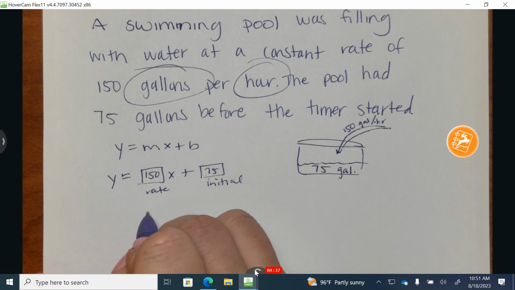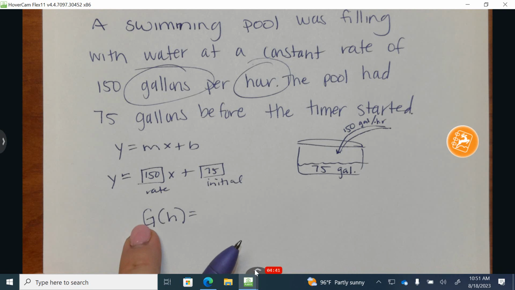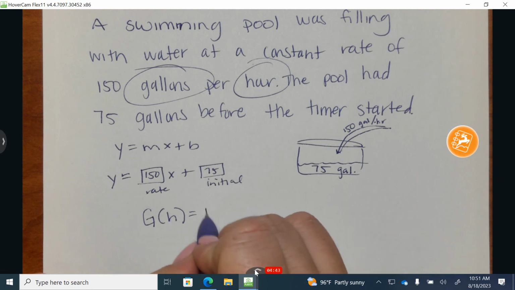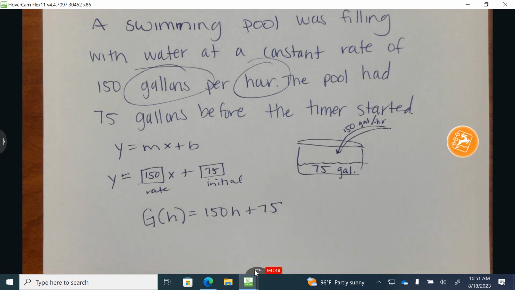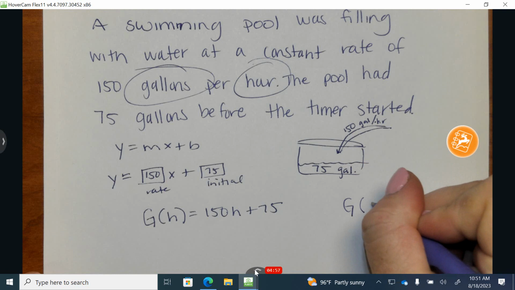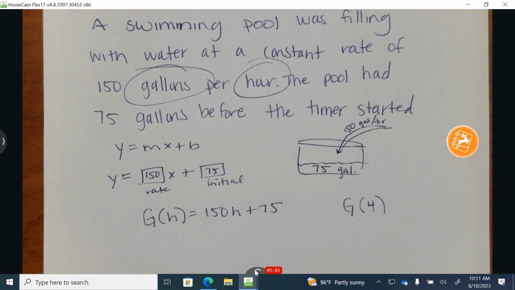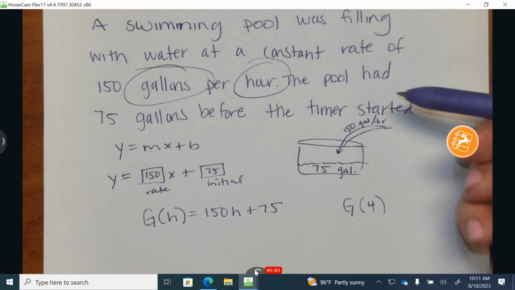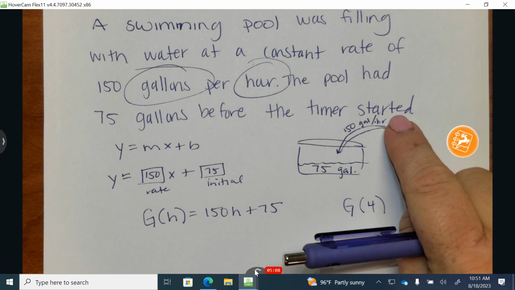The rate is measured in a time of hours. So I'm going to write down here G of H. So the amount of gallons in this pool can be represented by 150 H plus 75. Using a calculator or mental math, I want the person on the left-hand side to calculate this for me. When the timer starts, please listen, when the timer starts, the water will start to gush into this pool at a rate of 150 gallons per hour.